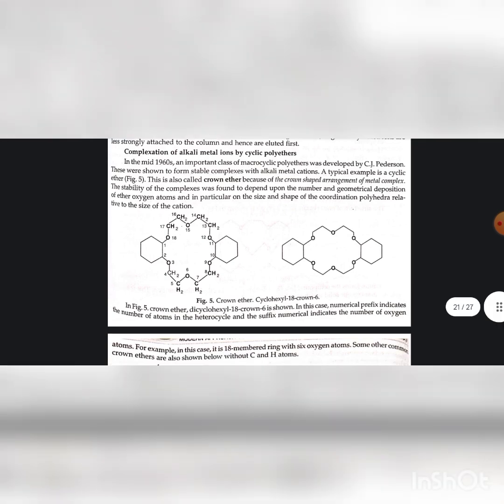The stability of the complexes was found to depend upon the number and geometrical disposition of ether oxygen atoms, and in particular on the size and shape of the coordination polyhedra relative to the size of the cation. In Fig 5, the crown ether dicyclohexyl 18-crown-6 is shown. In this case, the numerical prefix indicates the number of atoms in the heterocyclic ring, and the suffix indicates the number of oxygen atoms. For example, in this case, it is an 18-membered ring with 6 oxygen atoms.